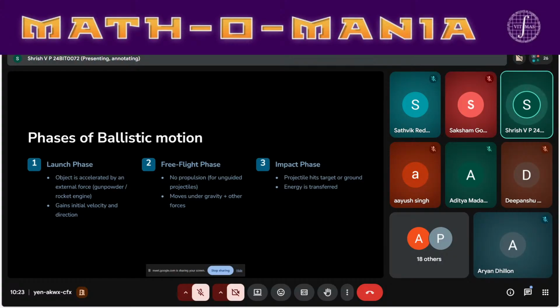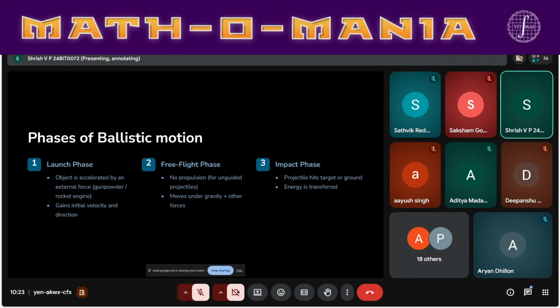So the entire trajectory depends heavily on what happens here. Think of it as setting the initial conditions in an equation. If the starting values are wrong, everything that follows will also be wrong. Okay. Now let's move to the second phase, called the free flight phase.